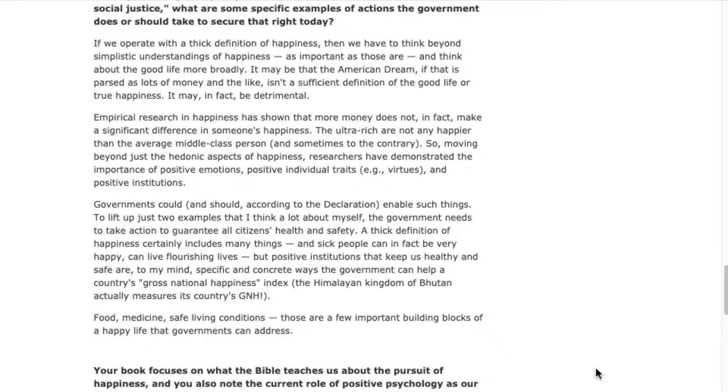in life. Happiness would mean being healthy as a community, not just as individuals. Food, medicine, safe living conditions, those are a few important building blocks of a happy life that governments can address.